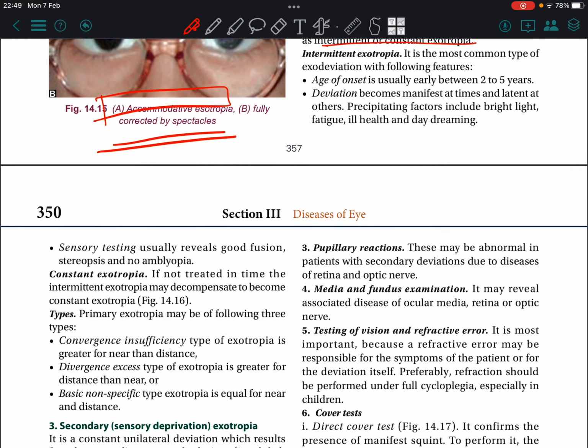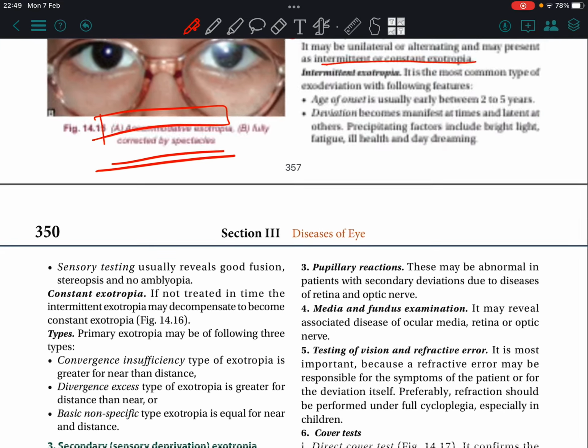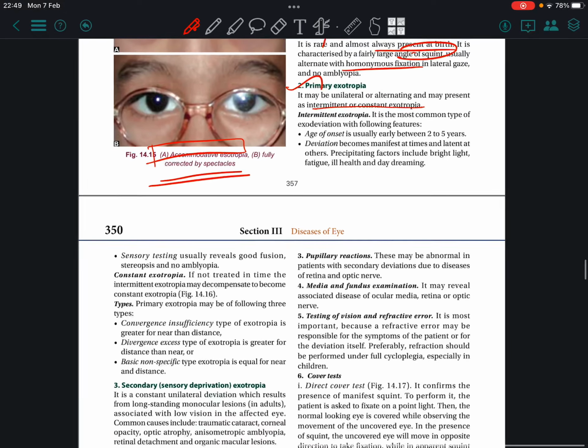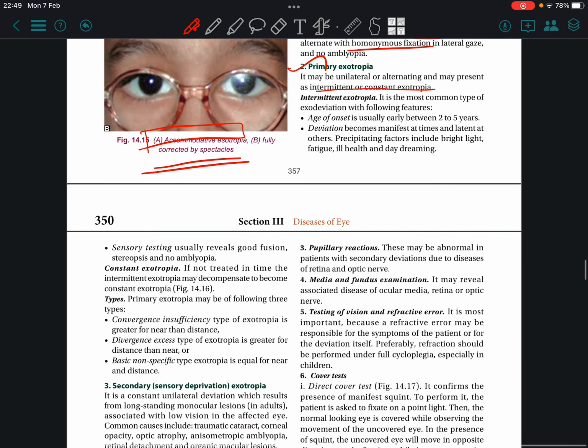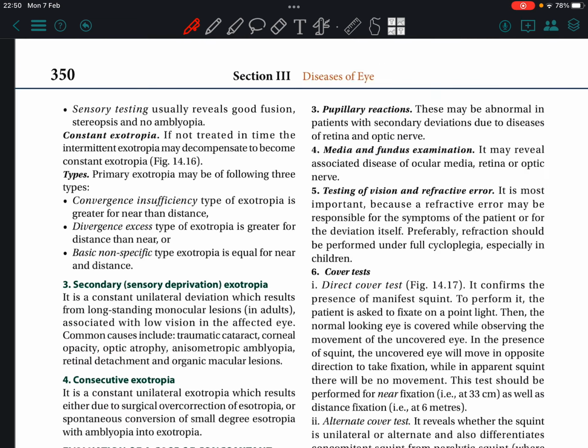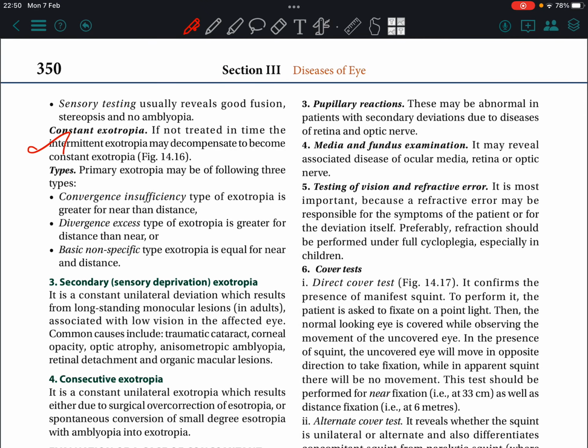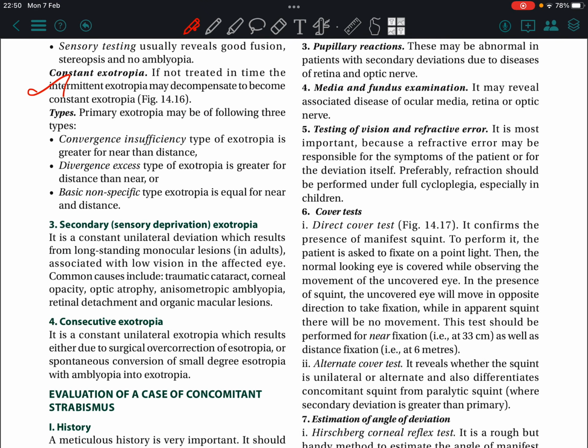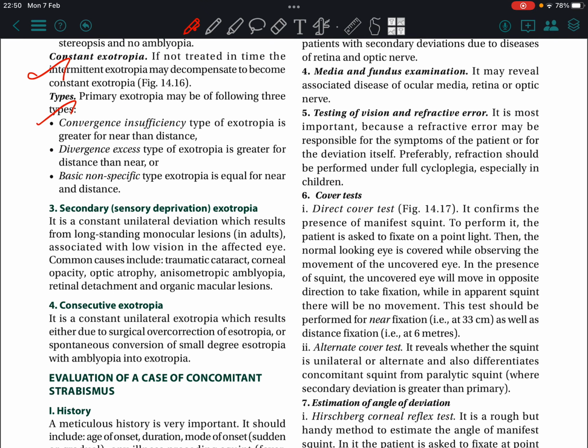Intermittent exotropia is the most common type of exodeviation with the following features. Age of onset is usually early, between 2 to 5 years. The deviation becomes manifest at some times more than others. If not treated in time, intermittent exotropia may decompensate to become constant exotropia. Types: convergence insufficiency, divergence excess, basic non-specific.